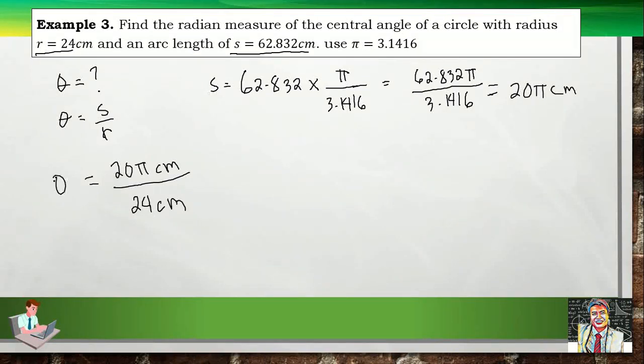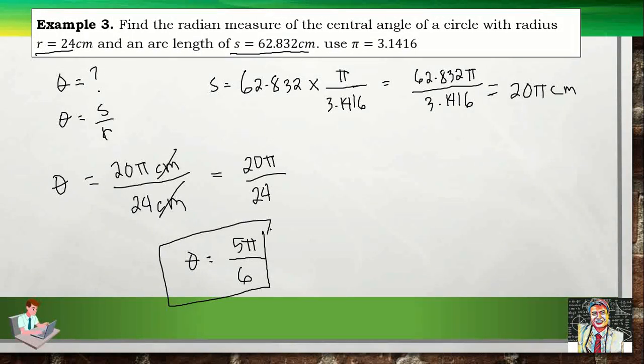So, yung theta natin. Cancel, cancel. So, matitira natin as theta is 20 pi over 24. Reduce natin sa lowest term. That is, ang theta natin is 5 pi over 6. So, yun yung given theta natin. 5 pi over 6. Dali lang, no, for central angle.